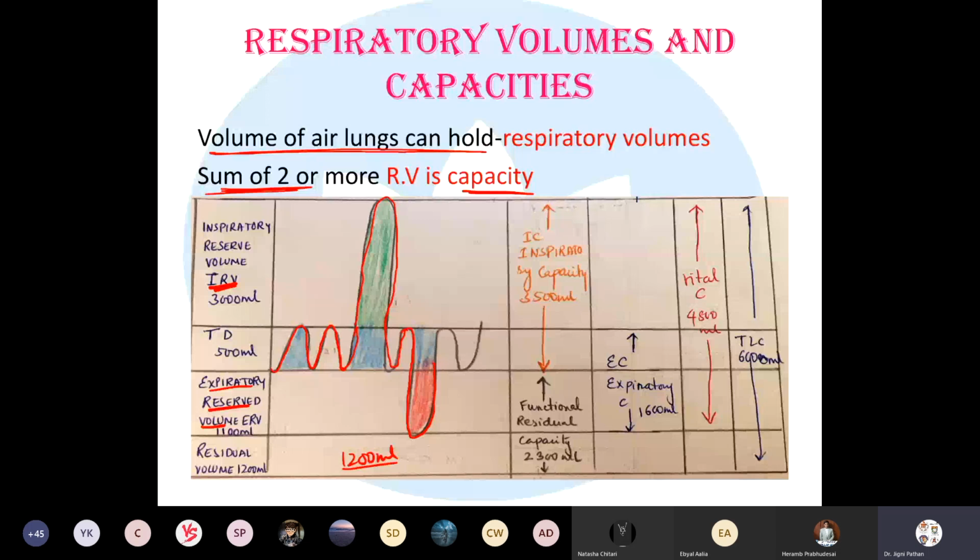Now, when we discuss the capacities, there are five capacities. The capacity of the lung to inhale is 3500. The capacity of the lung to exhale is 1200. After the inhalation, the functional residue left in the lungs is 2300. Addition of this and this.